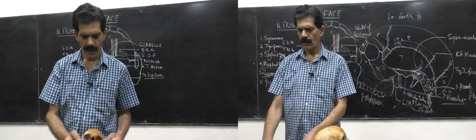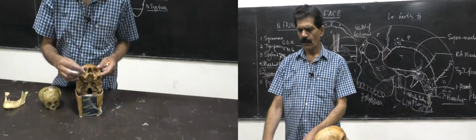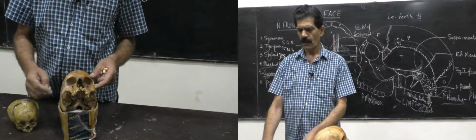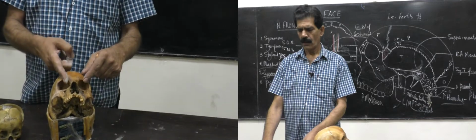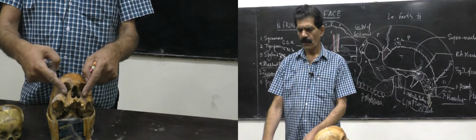This is the infraorbital foramen. Just in line with the supraorbital is the infraorbital foramen.